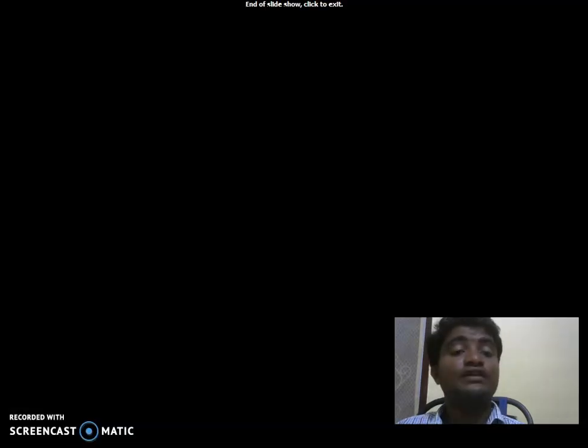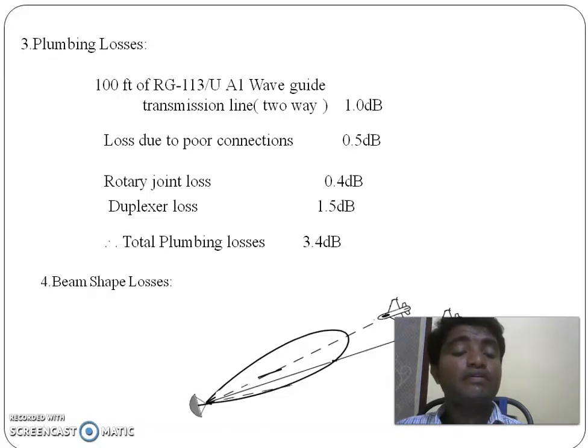And the next one is collapsing loss. When noise samples are integrated with the signal plus noise pulses, these noise pulses will degrade the performance. That is called collapsing loss. That is about measurable losses. In measurable losses we discussed plumbing loss, beam shape loss and collapsing loss.